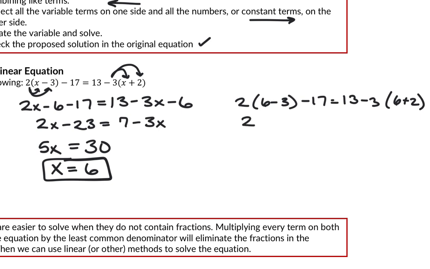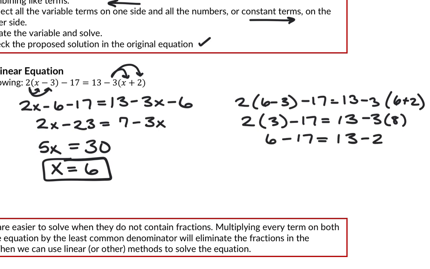6 minus 3 is 3. So I'm taking care of PEMDAS, going for my grouping symbols first. 6 plus 2 is 8. Then I'm going to multiply. 2 times 3 is 6. -3 times 8 is -24. 6 minus 17 is -11, and 13 minus 24 is -11. Left side is equal to the right side.